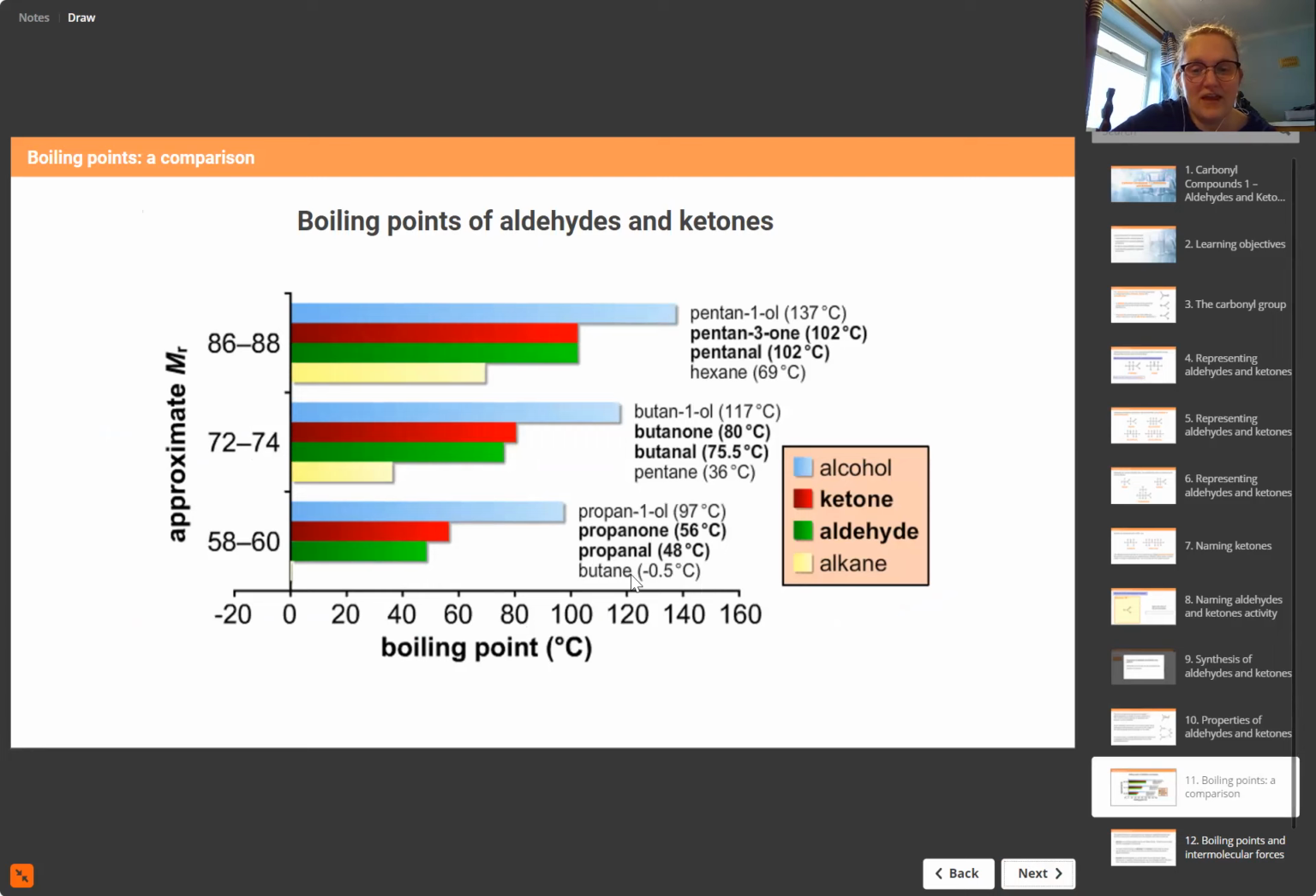So as you can see here, propanone is 56 degrees, butanone 80 degrees, and pentanone 102 degrees. So they increase with their size. But an aldehyde always has a lower boiling point than a ketone. But as we get larger, the gap between them gets smaller, and then when we get to these larger molecules, there's no difference in their boiling points. They are exactly the same.